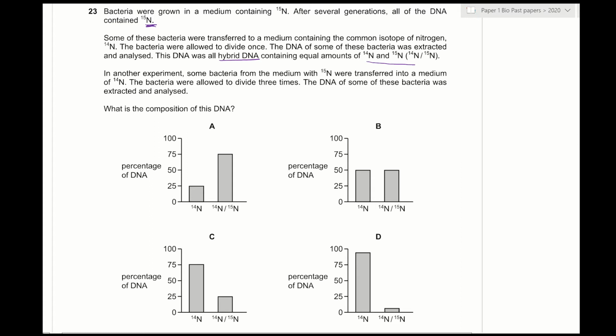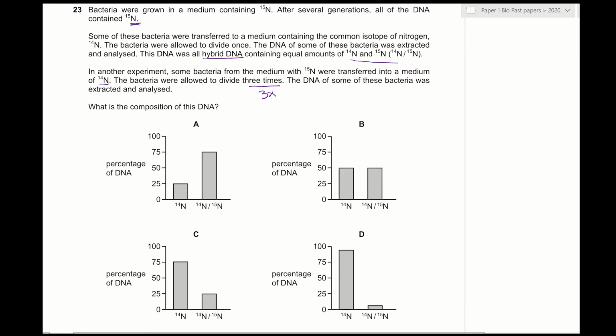In another experiment, some bacteria from the medium with N15 were transferred into a medium of N14. The bacteria were allowed to divide 3 times. The DNA of some of these bacteria was extracted and analyzed. What is the composition of this DNA? I'm going to start with N15 as mentioned in the question. And now it is allowed to divide 3 times. Therefore, in each of the 3 times, we are adding N14 isotope to it.